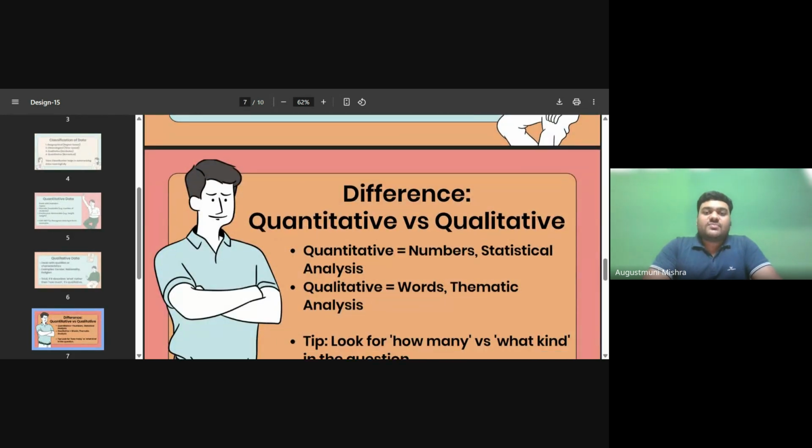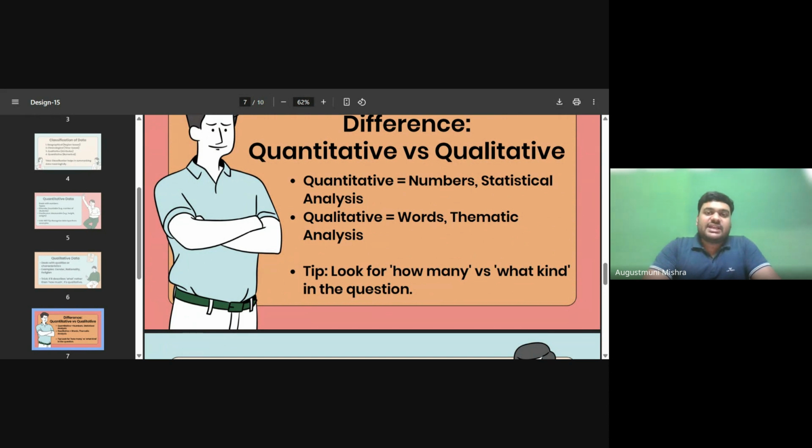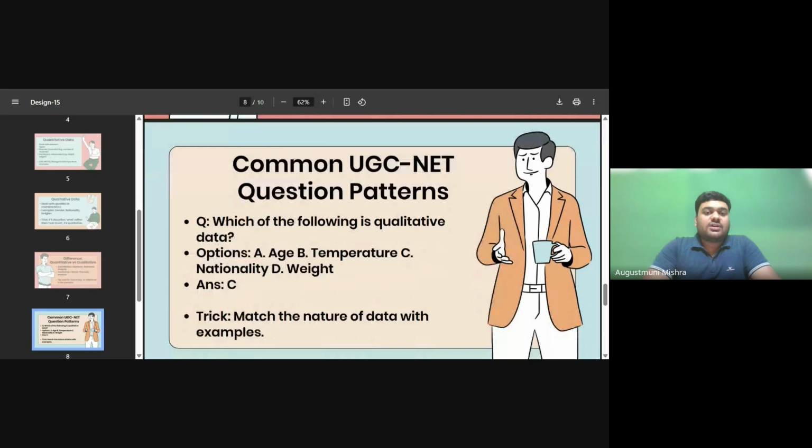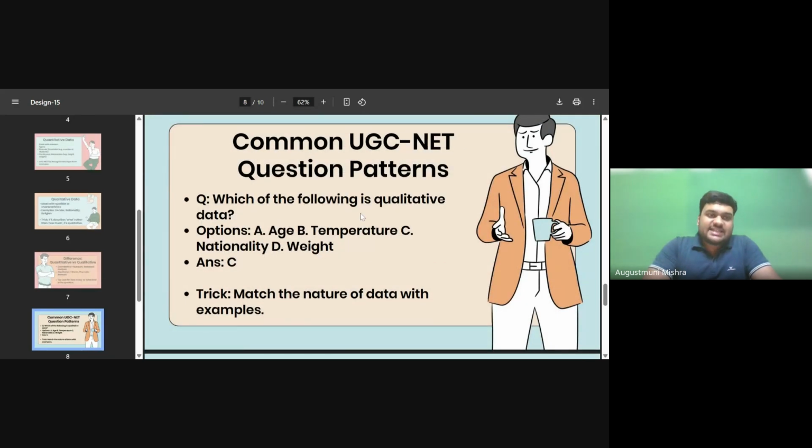Now again, that is the basic difference: number and statistical analysis in the quantitative. Qualitative has a word, thematic analysis. Thematic analysis is one of the important things, because whenever you are doing content analysis, you first divide the things into themes. Okay, then after dividing into themes, you will divide into sub themes. So on the basis of that, you are analyzing the data. Okay, so this is the basic difference. So this is the basic question. I'm not going to discuss this.